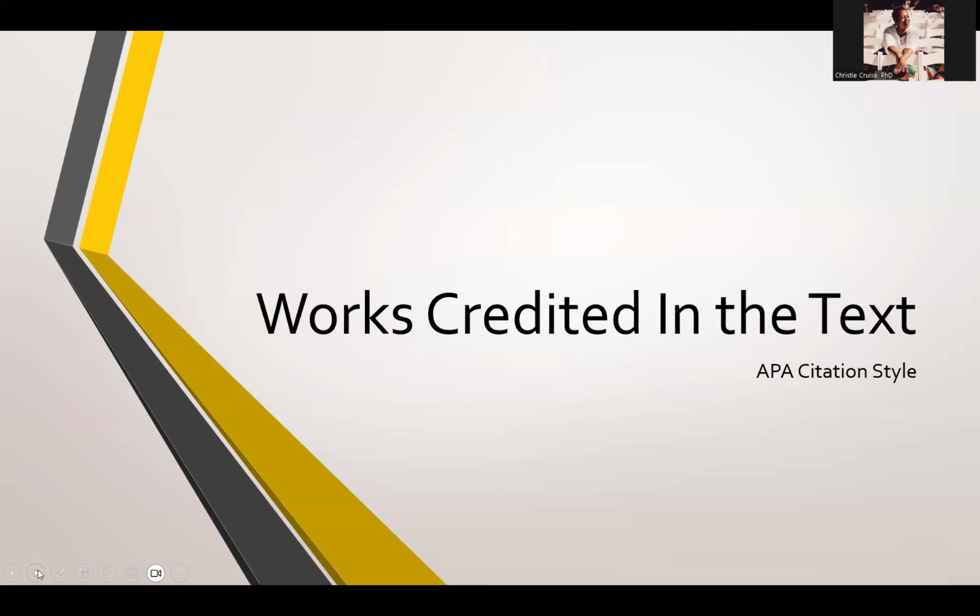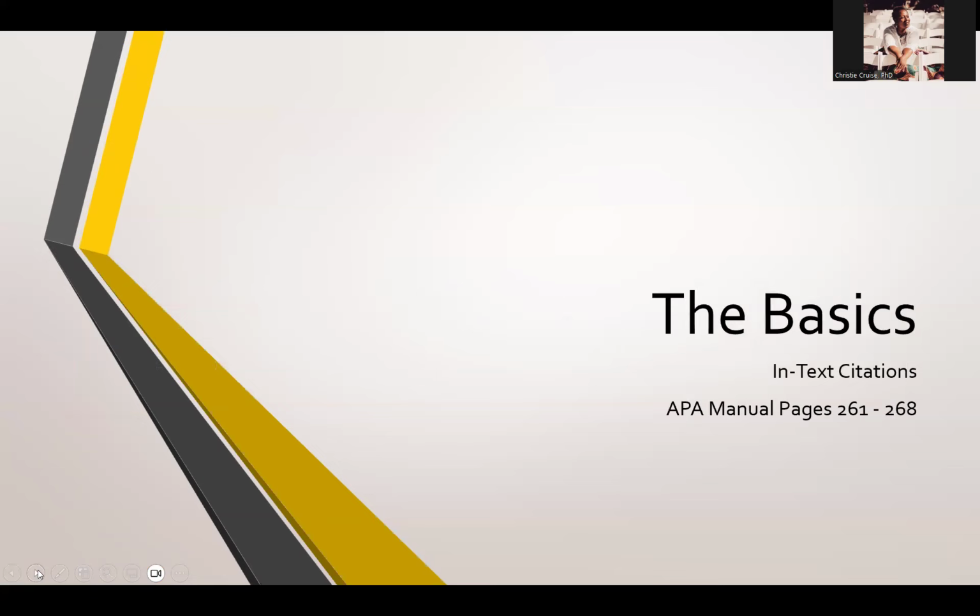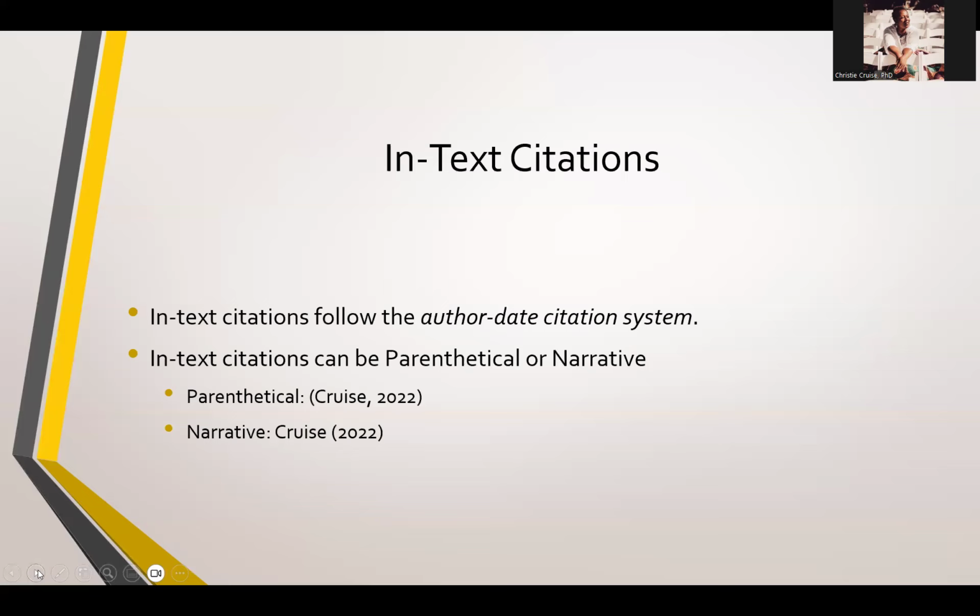So let's jump into works credited in the text. I've broken this up into the basics and the not so basics. The basics, which are the things that you're generally going to see in in-text citations, can be found in the APA manual, pages 261 to 268, but we're going to cover those here. So the basics of in-text citations: they follow the author and date citation system. Very basic.